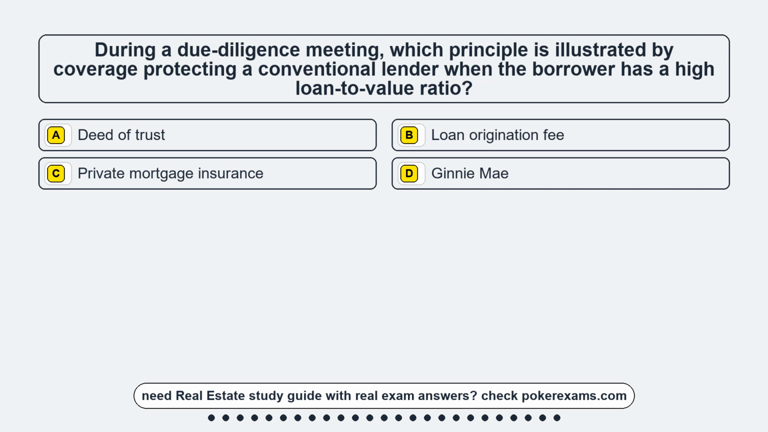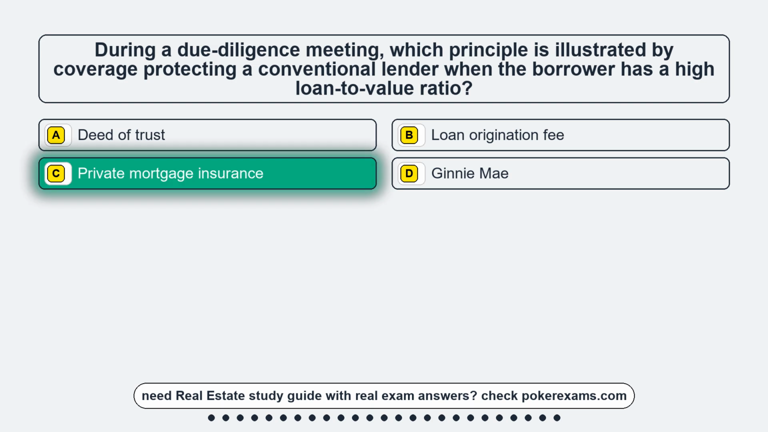Question 19. During a due diligence meeting, which principle is illustrated by coverage protecting a conventional lender when the borrower has a high loan to value ratio? Option A, deed of trust. Option B, loan origination fee. Option C, private mortgage insurance. Option D, Ginnie Mae. The correct answer is option C, private mortgage insurance.